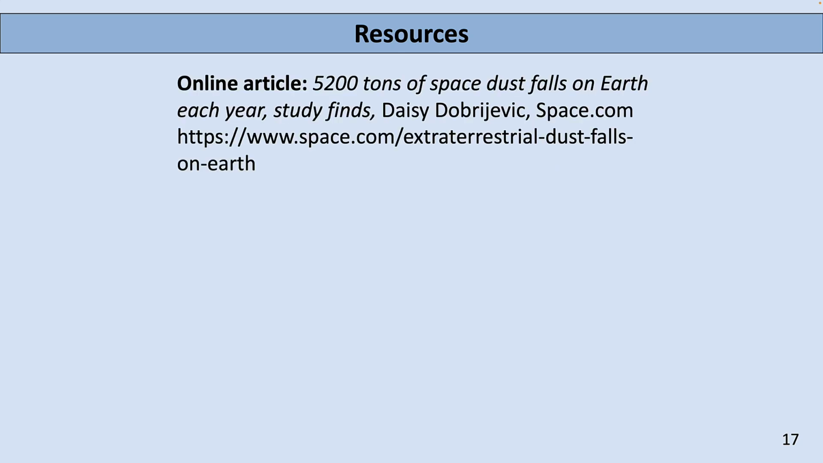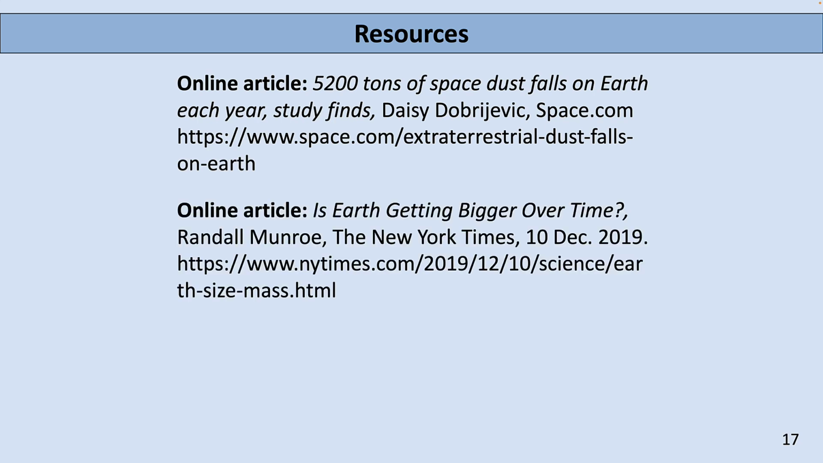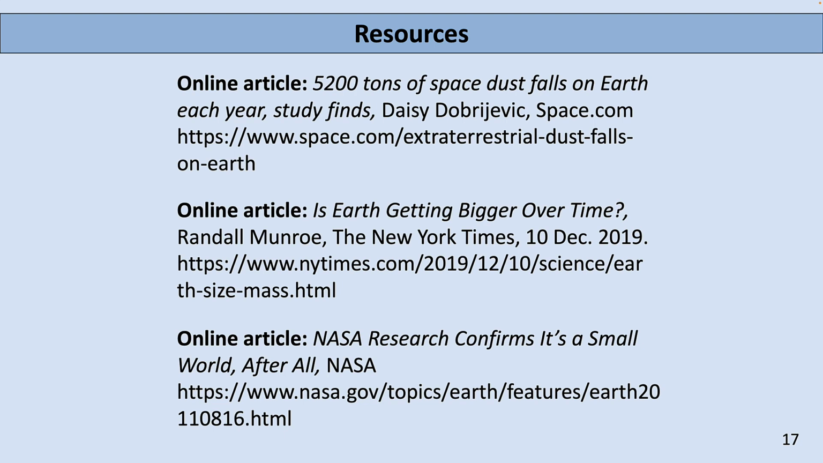Resources. First, an online article. 5,200 tons of space dust fall on Earth each year, study finds, by Daisy Dobrievich, space.com. Next, an online article. Is Earth getting bigger over time? By Randall Munroe, The New York Times, 10 December 2019. Next, an online article. NASA research confirms it's a small world after all, by NASA.